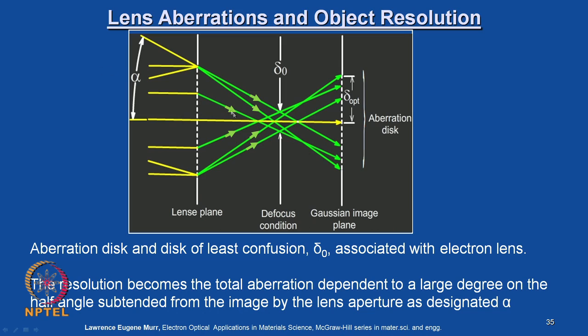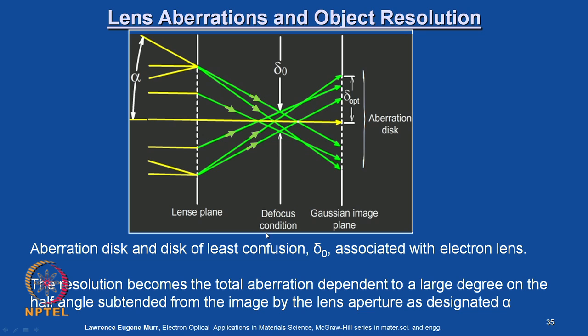You can consider this a general schematic, where the distance delta naught is the defocusing condition, and this is also considered the disk of least confusion. Then you see the aberration disk, which we have already seen in the beginning, and then delta optimum, associated with the electron lens in general. So the resolution becomes dependent on the total aberration, to a large degree on the half angle subtended from the image by the lens aperture, designated alpha. This we have already seen.